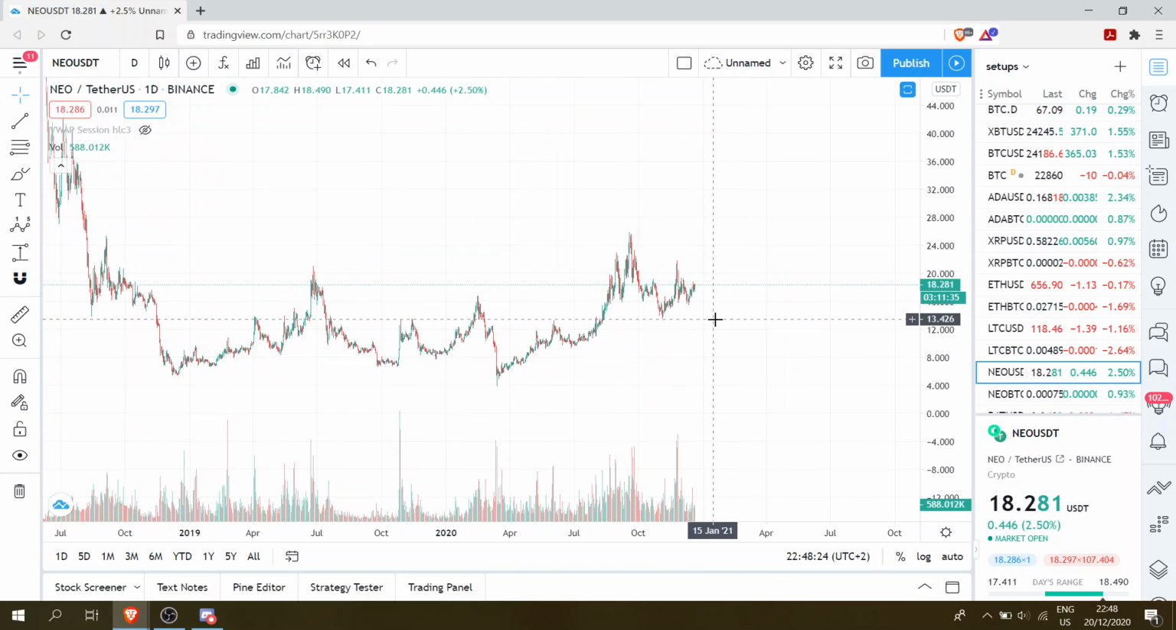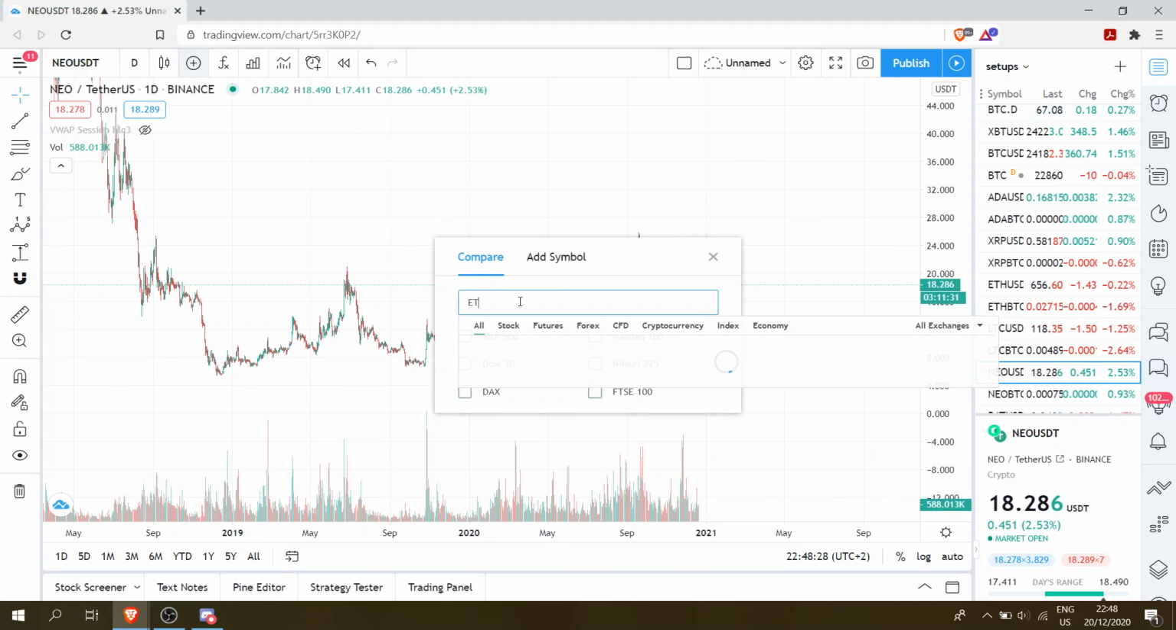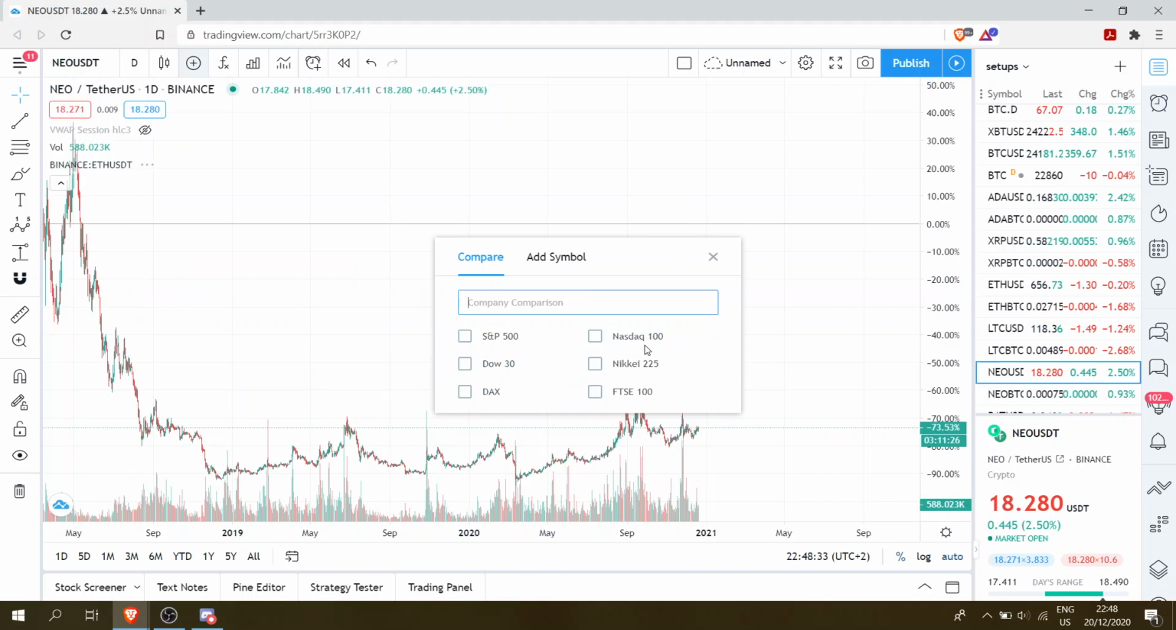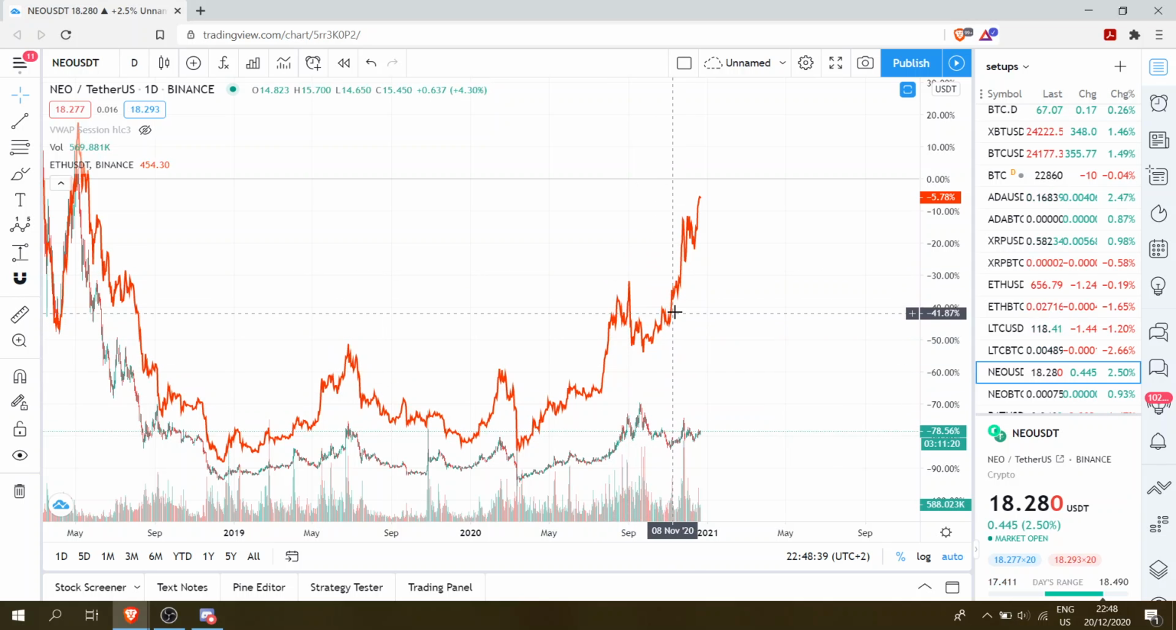So yeah, looking for Neo to mimic and follow Ethereum, which is really nice. I mean, the correlation here is very cool, and as you can see, this can go parabolic very fast.